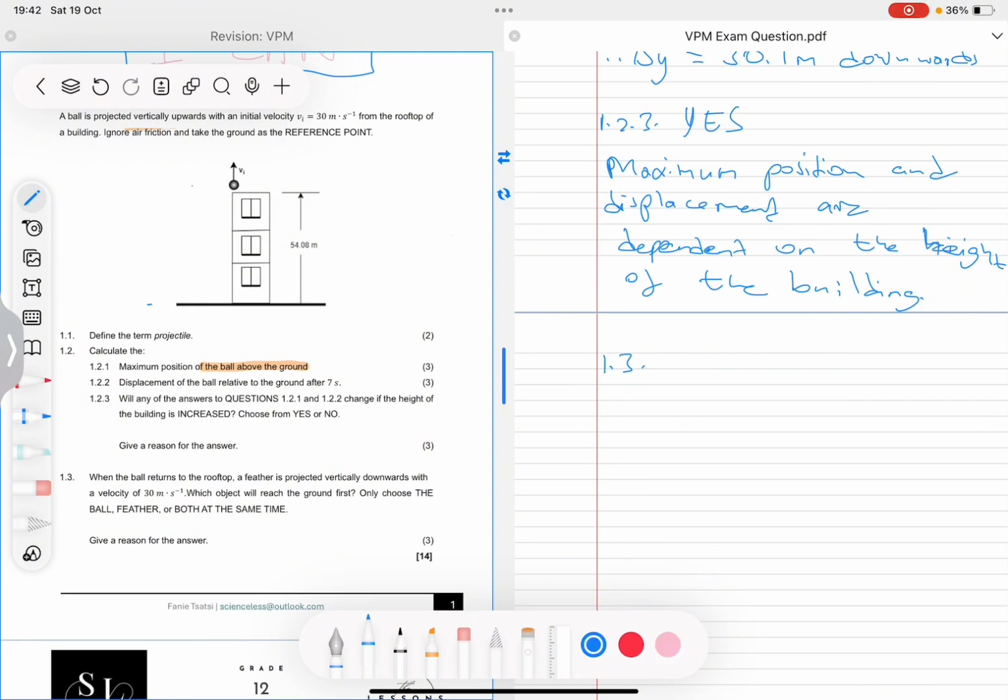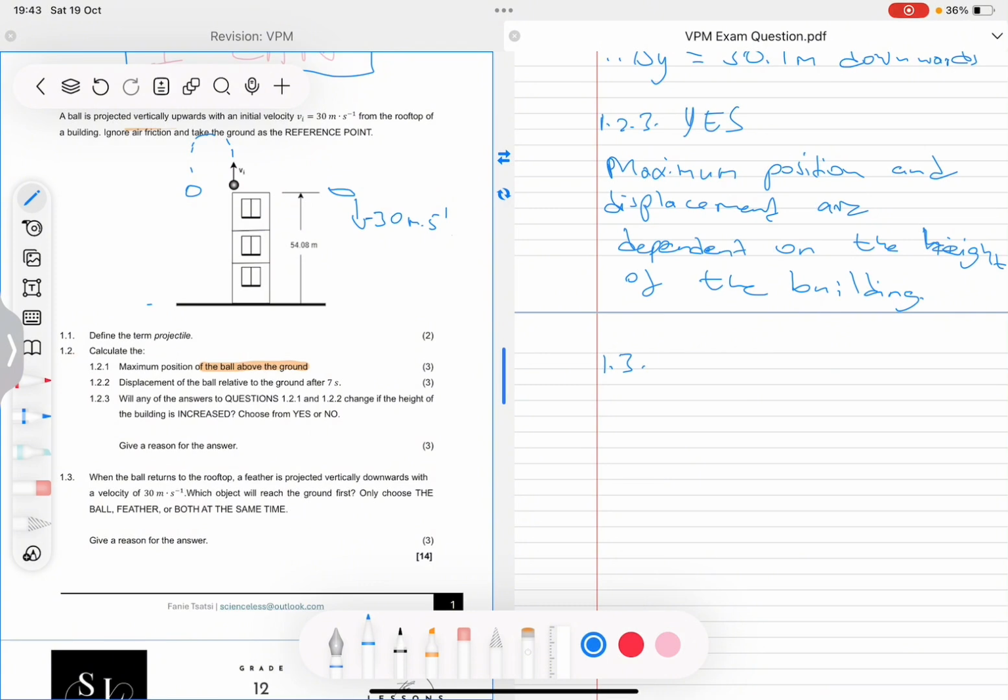We're saying here, when the ball has moved up and come here, immediately it reaches this point, we then release a feather, right? We don't release per se, because remember, when you release something, it will have zero velocity. So we actually throw this feather with a velocity of 30 meters per second. So this means it will be a negative velocity, because remember, we chose up as positive, right? Now they say here, which object will reach the ground first.